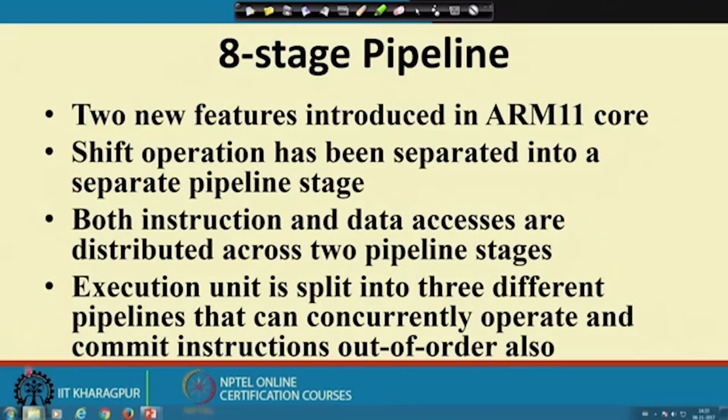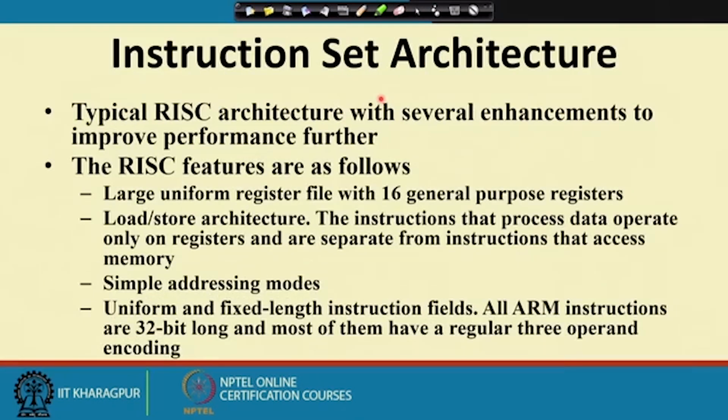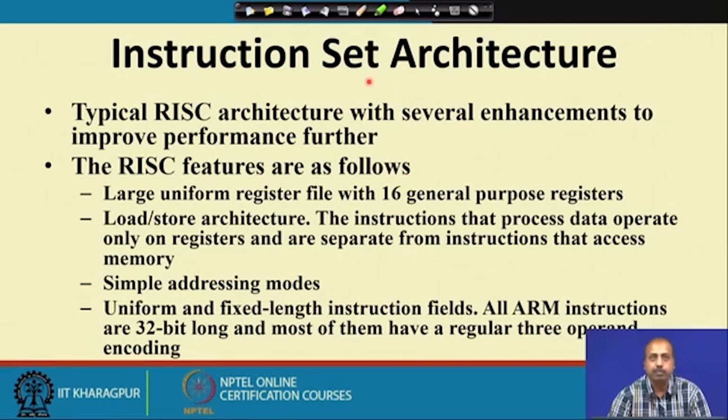So, next we will see the 8 stage pipeline, that is, the 8 stage pipeline we have seen. That completes the pipeline discussion. Next we will look into the instruction set architecture for the RISC processor. Instruction set architecture means the instructions that are available for that processor, and also the registers that are available.